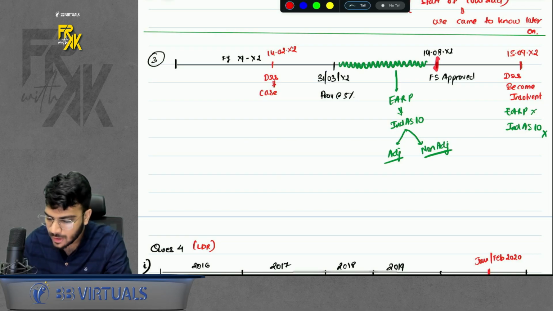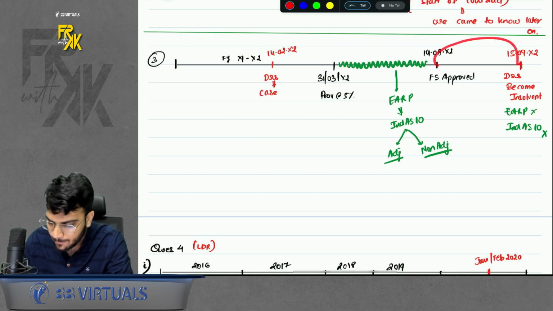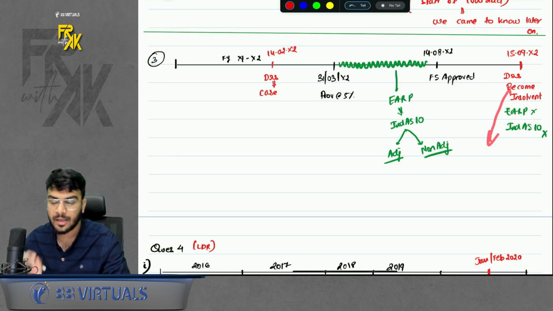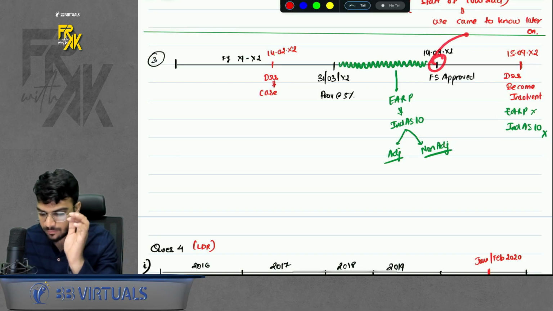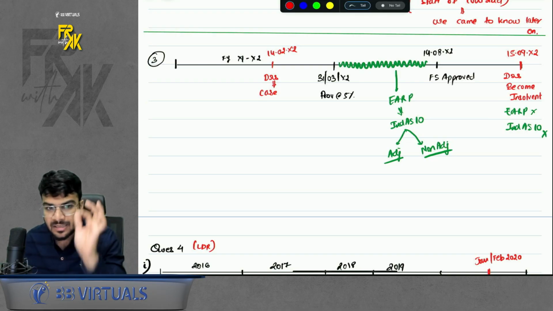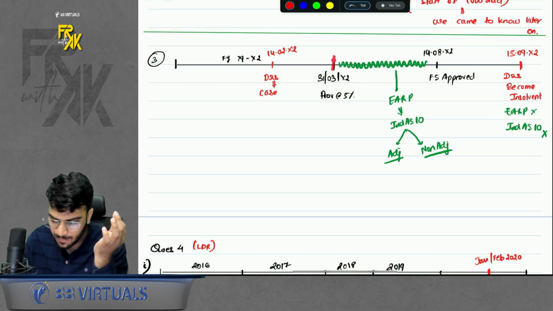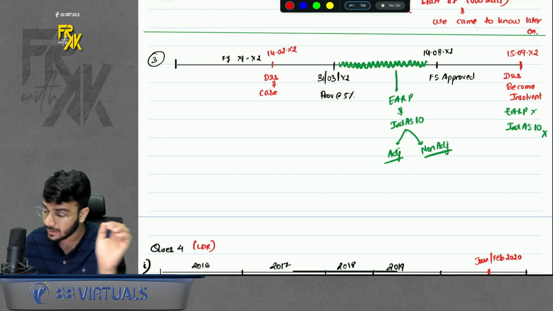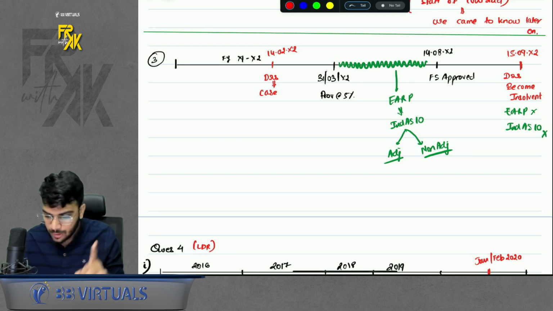If any event occurs after the financial statements are approved, in that case don't call it a non-adjusting event. If any event occurs after the FS are approved, it is out of the scope of Ind AS 10. Why? In Ind AS 10 only those events come which happen between year end and the date when FS are approved. All other events are out of scope. Don't call it a non-adjusting event.